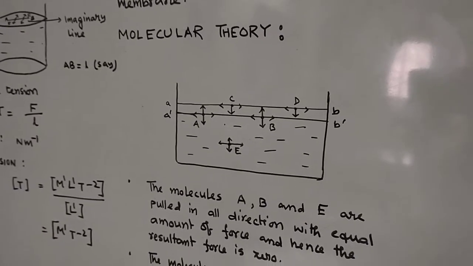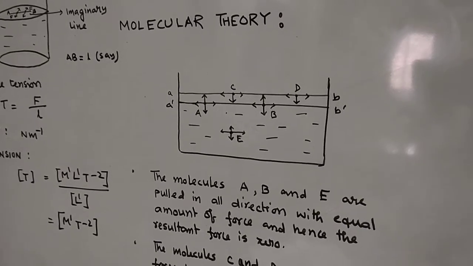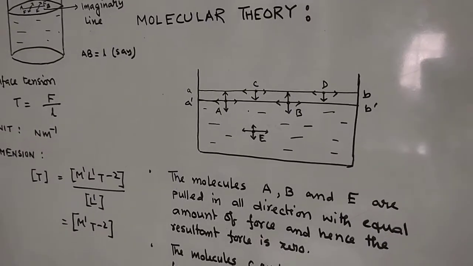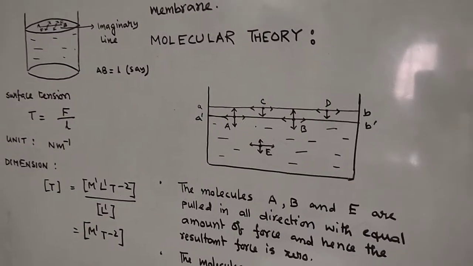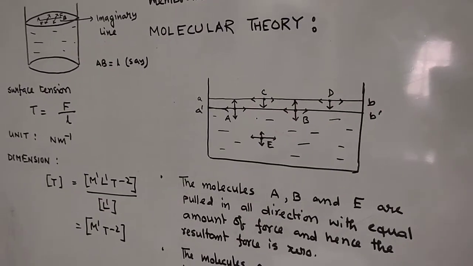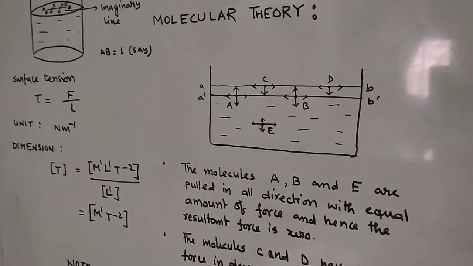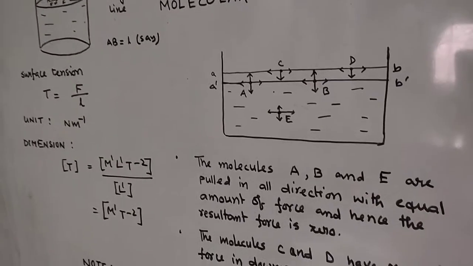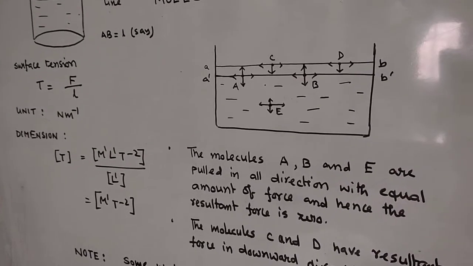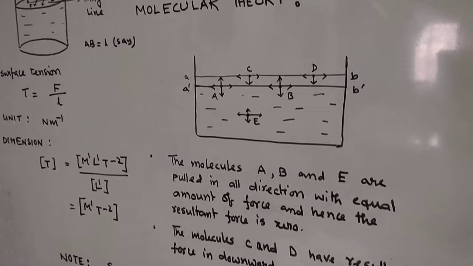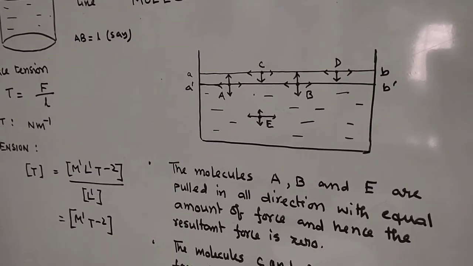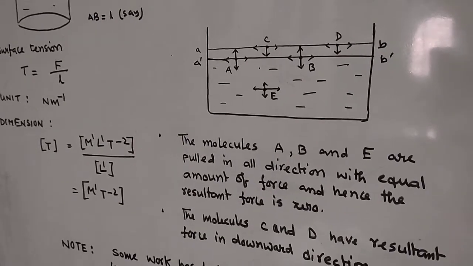Okay, so ultimately you can say there is always a downward force on the molecules which we have considered, C and D, and this makes the surface sometimes curved, one time concave, one time convex. So a curved surface means minimum surface area.